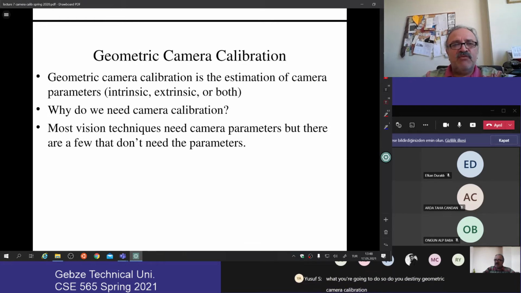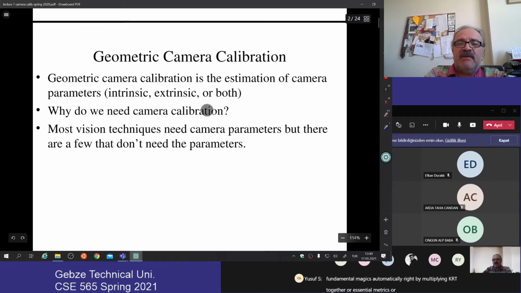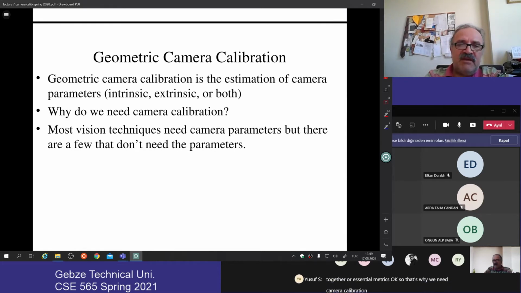It is needed for many tasks in computer vision. For example, if you have a stereo system, and if you know the intrinsic and extrinsic parameters of both cameras, then you can get the fundamental matrix automatically, right, by multiplying K, R, T together, or the essential matrix. So that's why we need camera calibration. If you have it, many things become much easier.